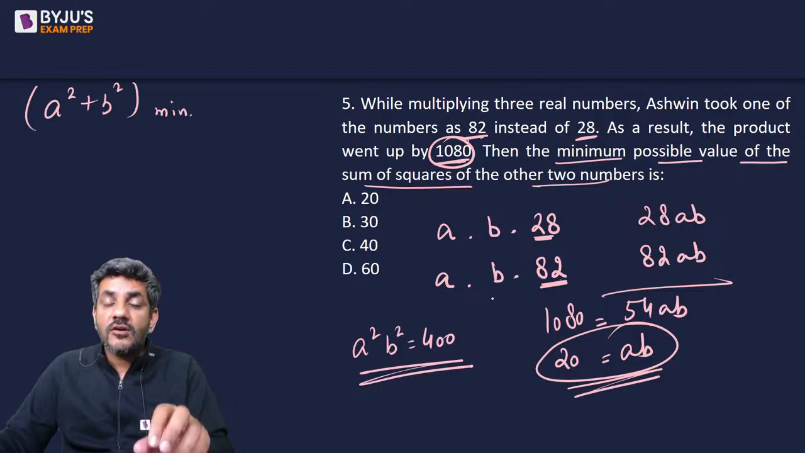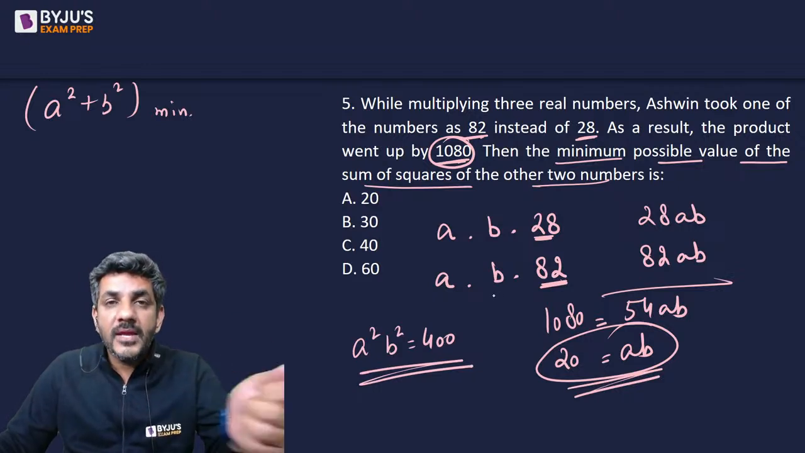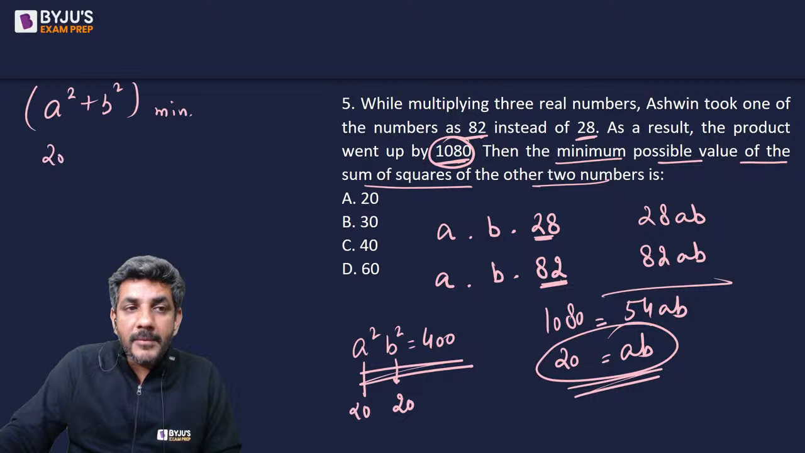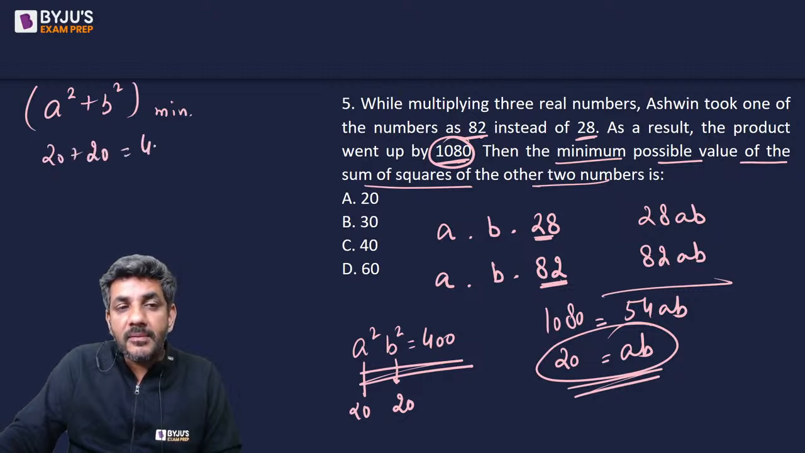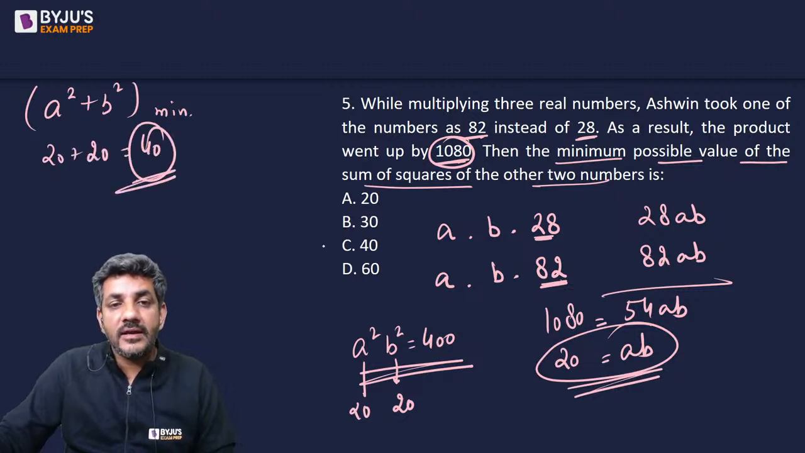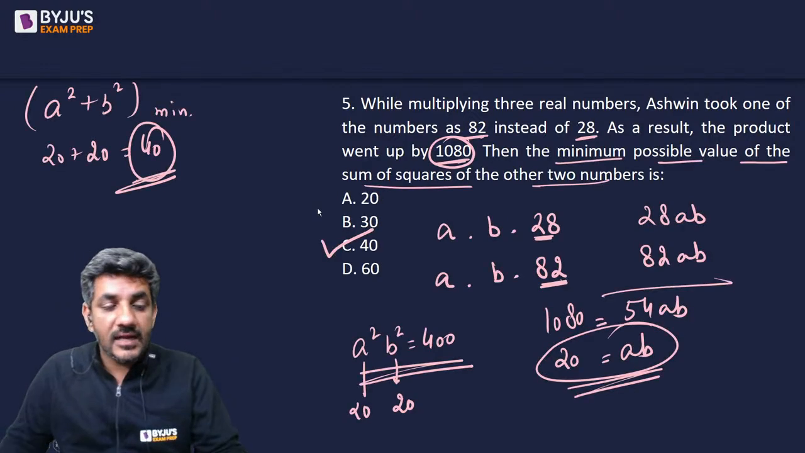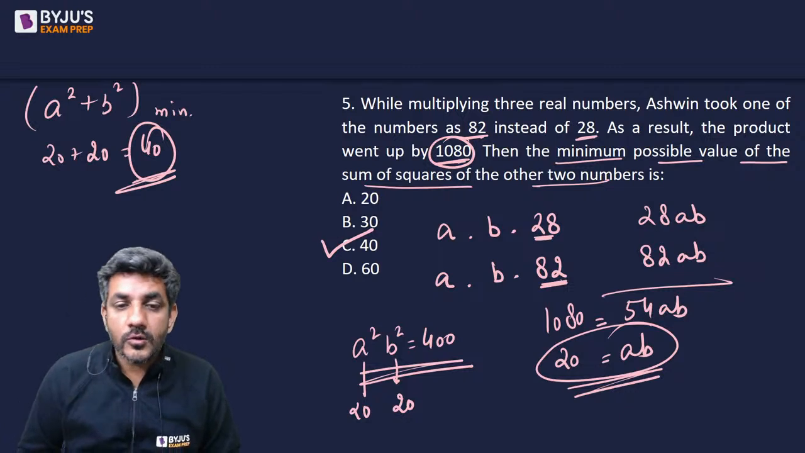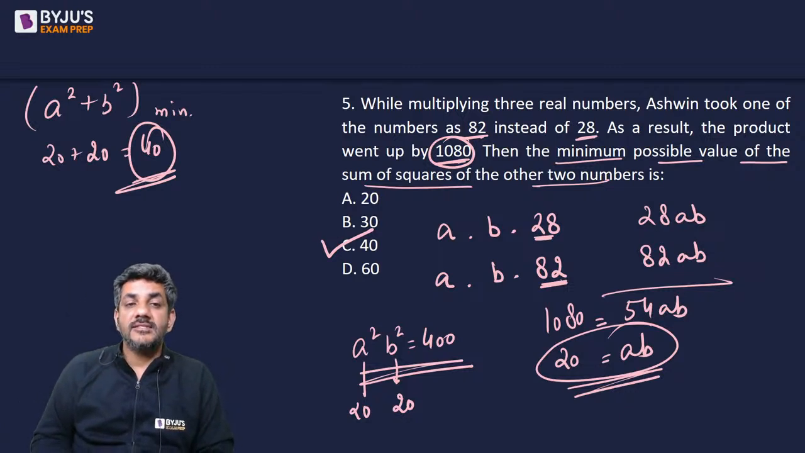Then if product of two numbers is 400, the minimum sum is there when they both are equal. That means a square should be 20, b square should be 20. So the minimum possible sum would be 20 plus 20, that is equal to 40. So that gives me the correct answer as option C, that is equal to 40. For question number 5 the correct answer is equal to 40.